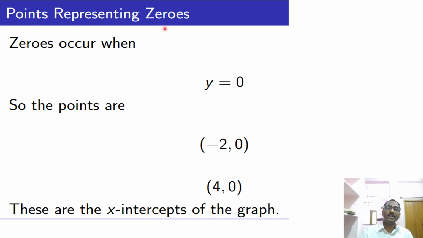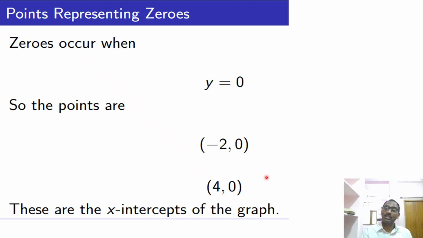Now, points representing zeros. Zeros occur when y equal to 0. When will you get zeros? When the y coordinate is 0. So if you draw the graph, where the curve is intersecting the x-axis, for that x coordinate, y will be 0. On the x-axis the y coordinate is always 0. So the point is minus 2 comma 0, a point on the x-axis where the curve intersects the x-axis.